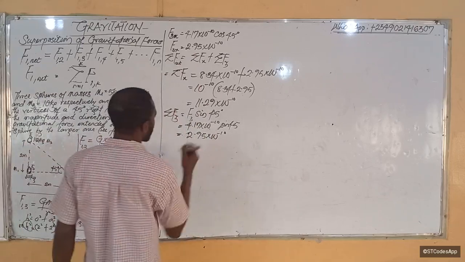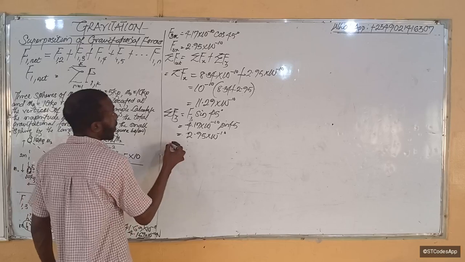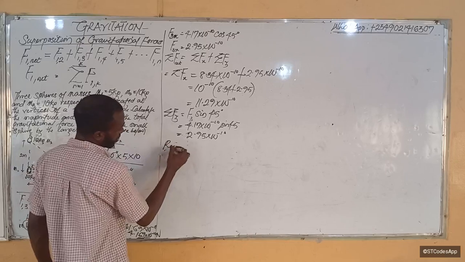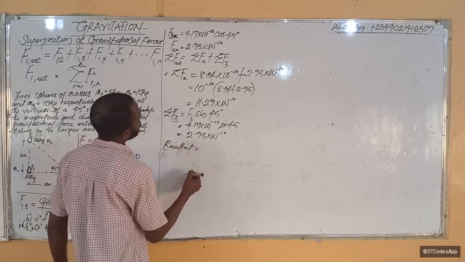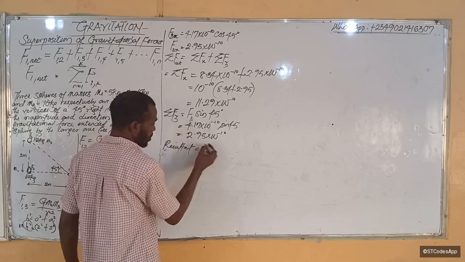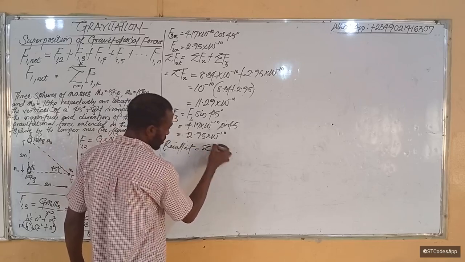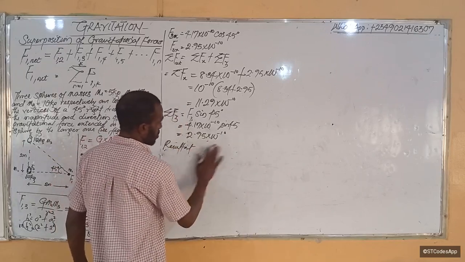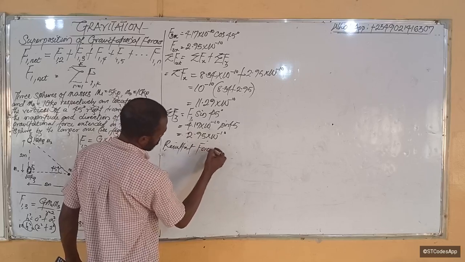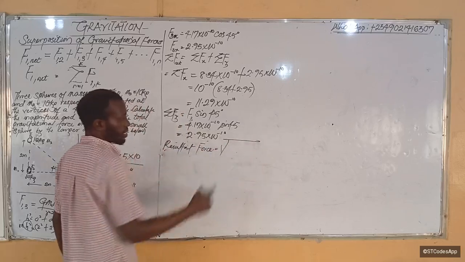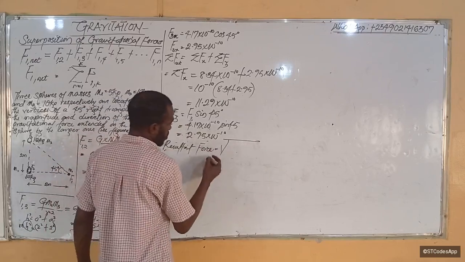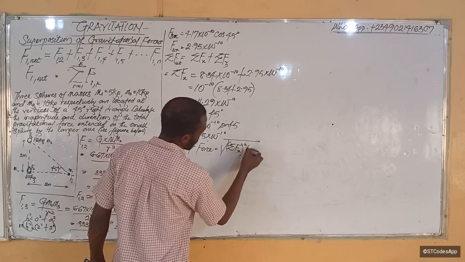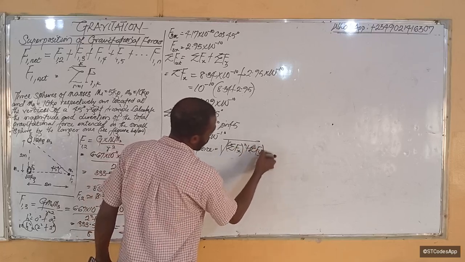Okay? So if that's the case, then our resultant force will be the square root, remember that law, in resultant forces, of the summation of F sub x all squared plus the summation of F sub y all squared.